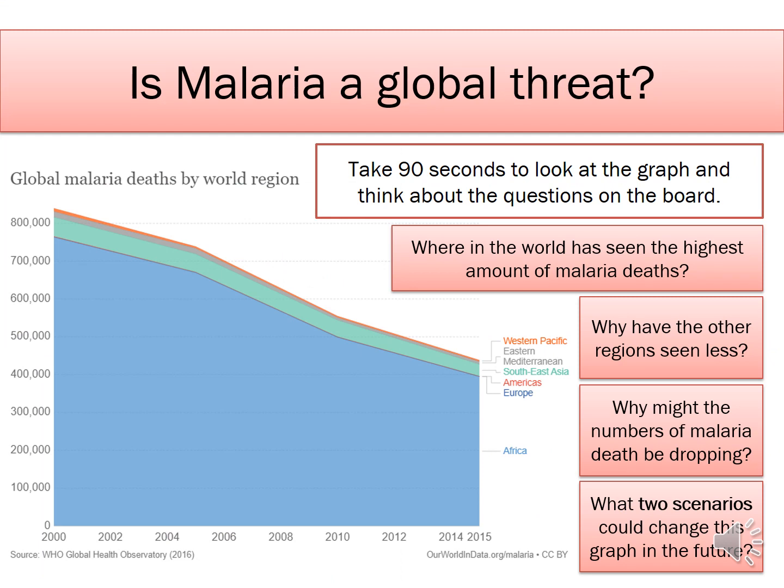Our final learning objective this lesson is to assess the global threat of malaria to the rest of the world. First of all, we're going to look at the compound bar chart you can see on this slide. It shows global malaria deaths by world region, and each region has a different colour. You've then got the years across the bottom, between 2000 and 2015, and on the y-axis you've got the amount of deaths.